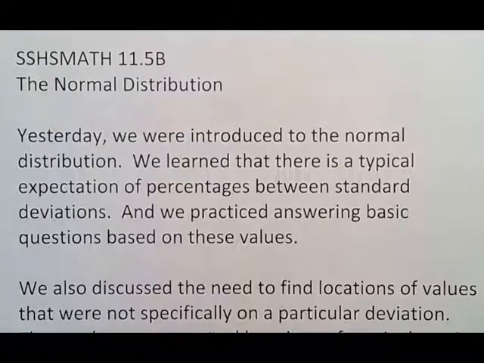Okay, in my world, I just finished talking to you about 11.5a, but some of you did not finish the same day. But yesterday, which would be 11.5a, we were introduced to the normal distribution.